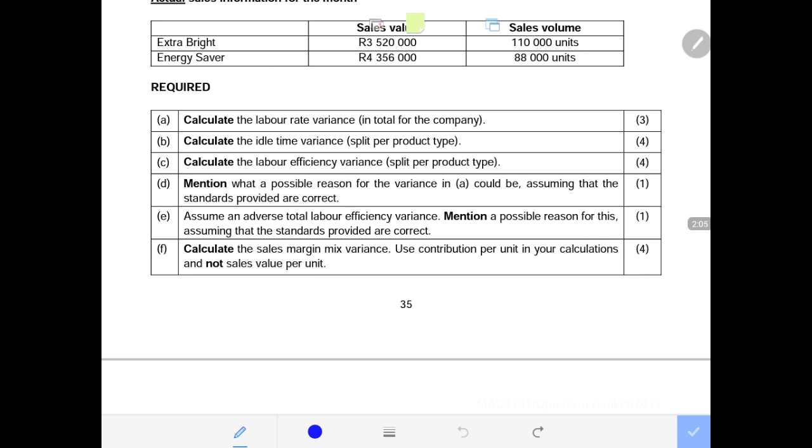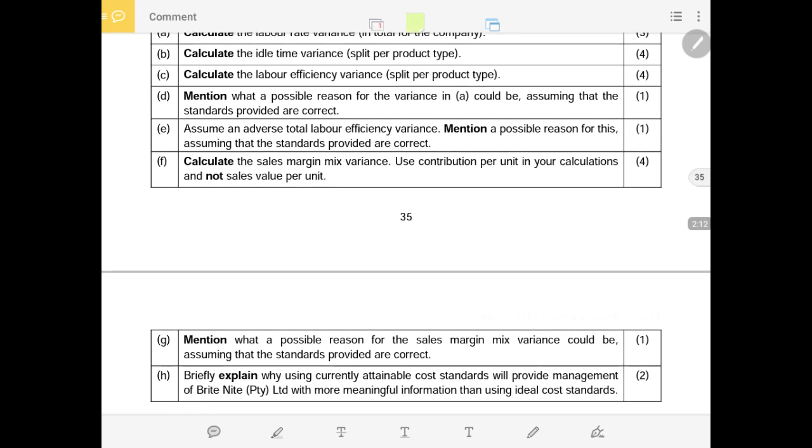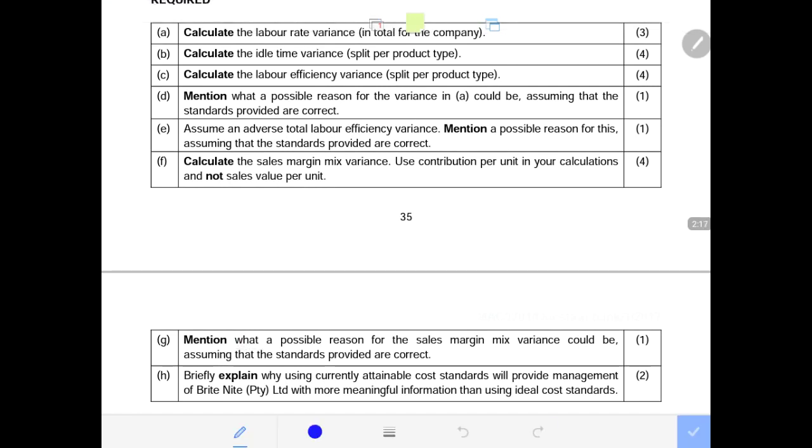Calculate the sales mix variance. Use the contribution per unit in your calculations, and the sales value per unit, to calculate the sales mix. Then we are to mention a possible reason for the sales mix variance, assuming that the standard information provided is correct, and briefly explain why using currently attainable cost standards will provide management of BRITE with more meaningful information than using the ideal cost standard.